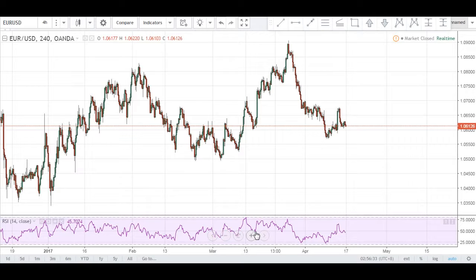So now that's out of the way, let's begin with our analysis. The first thing we want to look at will be the Euro USD on the 4-hour chart. And in this trade, we'll be looking for a potential opportunity to get short in this market.